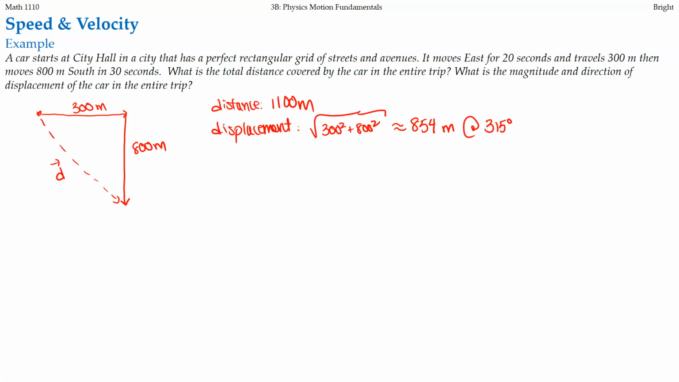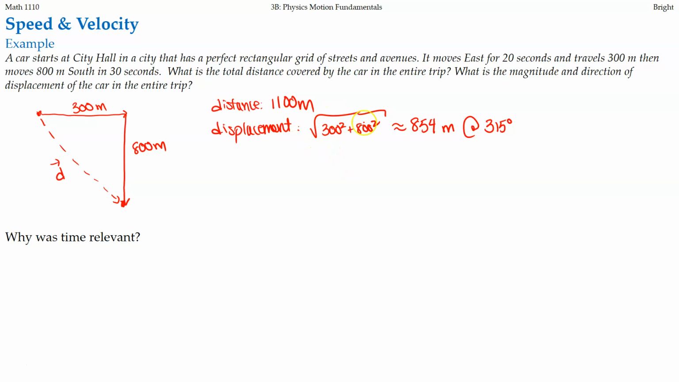And so when I did this, I drew a diagram and all that stuff. I got a distance of 1100 meters because I was just going the perimeter, the actual path traveled. And then displacement is just comparing, again, beginning to end, and I didn't use time. We'll get to that in a minute. And so distance, I got 1100.